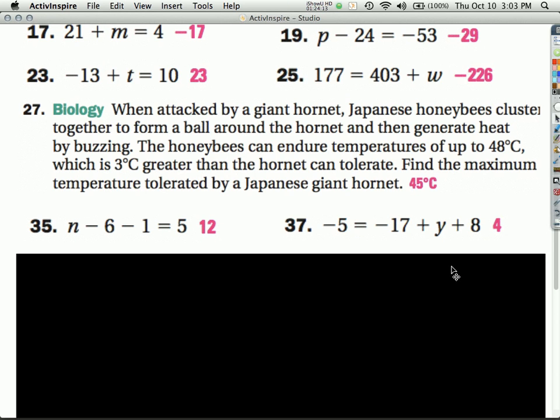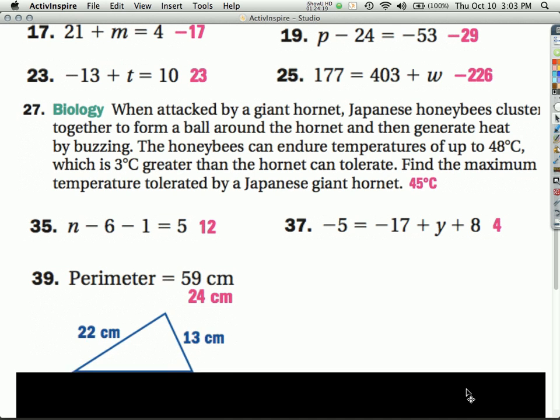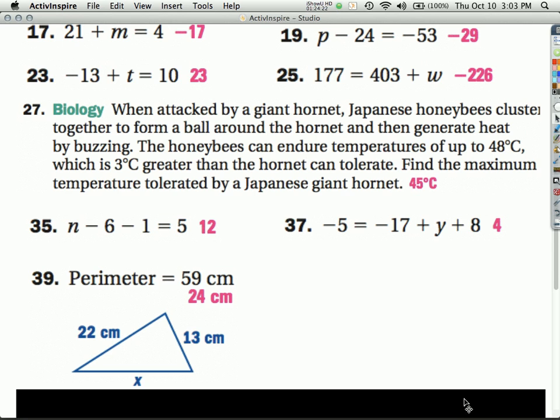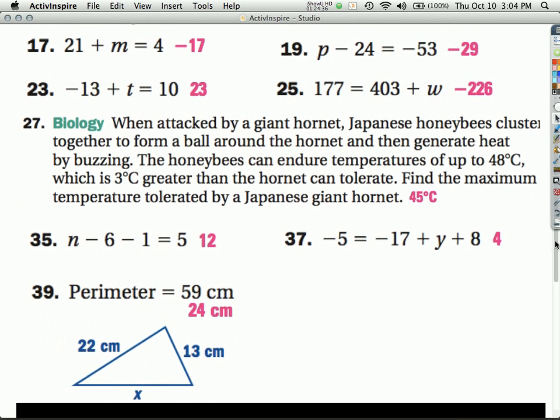35, the solution is 12. 37, the solution is 4. And 39, the solution is 24 centimeters. If you just wrote 24, I will accept it. I'm a bit low on time. I apologize for that. I can answer a couple of quick questions. Rashida and then Isabella.